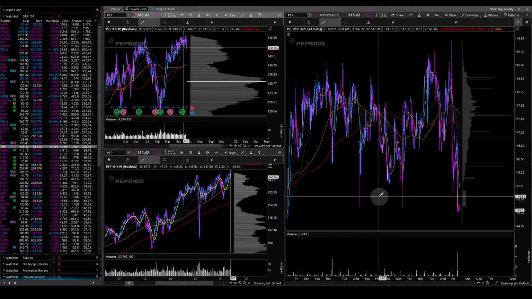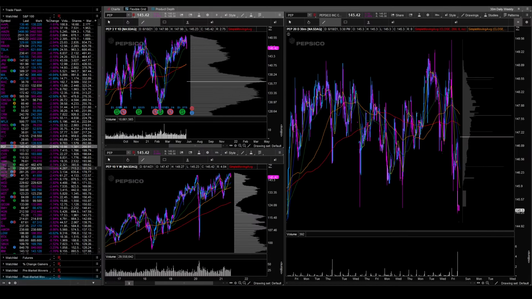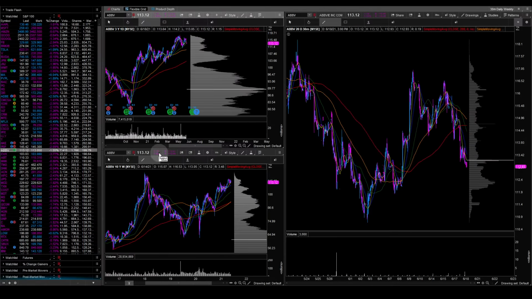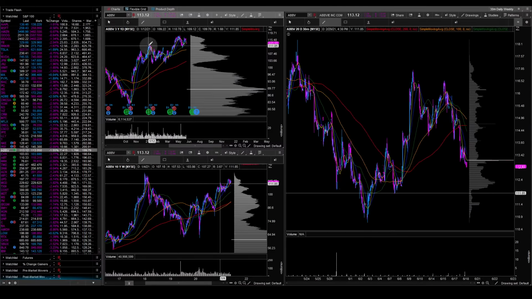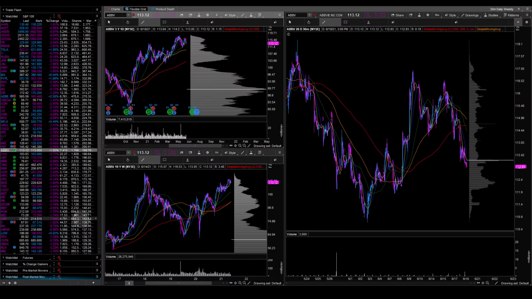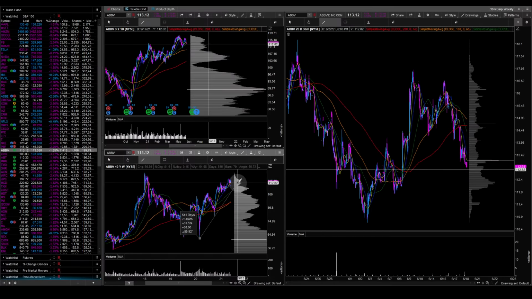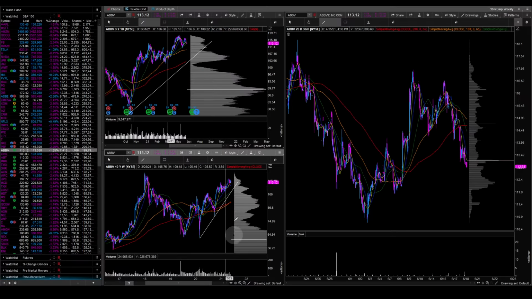PepsiCo. Choppy as hell, as usual. No comment. ABBV. Tried for the highs and now rejecting. Not a good look. On the weekly, there is a trend line like this. I would expect us to go down and test that at the very least.